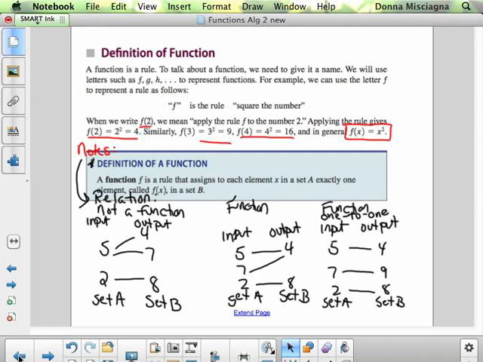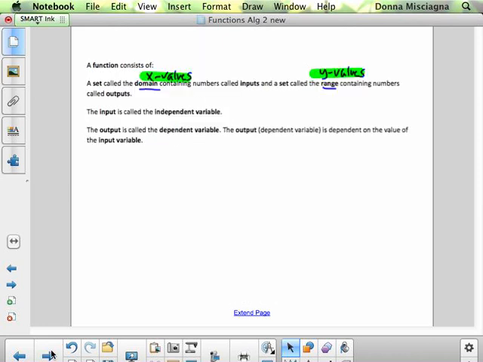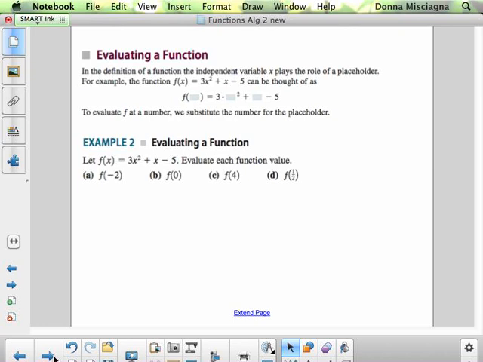So your domain is your input. It's also the independent variable, and it's x. The range is your output. It's the dependent variable. It's the y. Right? So input is the independent variable. Output is the dependent variable. Input is also your domain and your x values. Output is your range and the y values. The output depends on the input. So what you get out depends on what number you plug in. And actually, that's what we're going to practice right now.